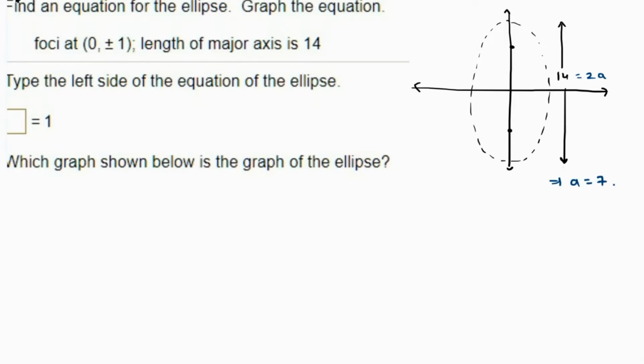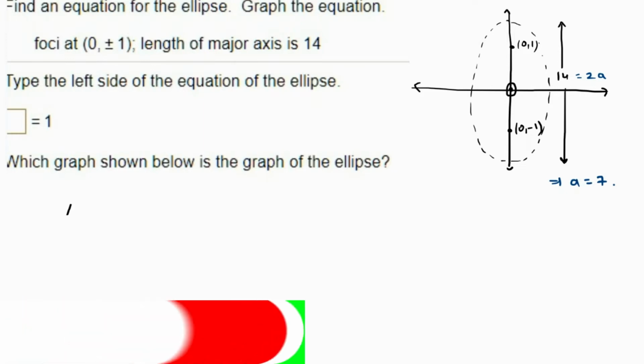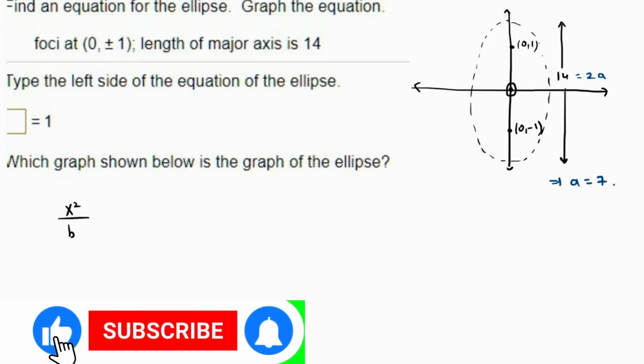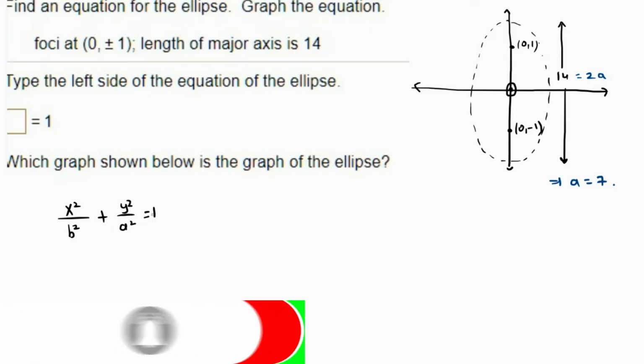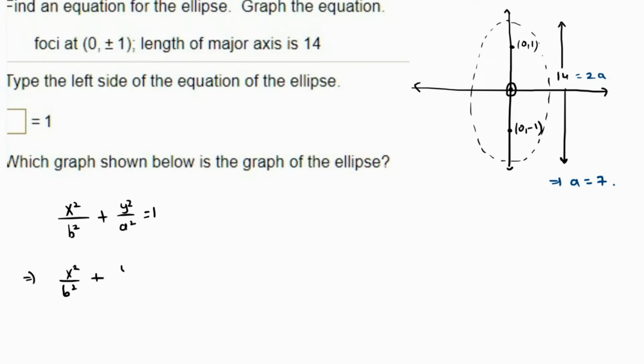So the general equation of the ellipse, and definitely the center is (0, 0), because the center is the midpoint of the foci, and the foci are symmetrically located, so the center will definitely be the origin. The general equation is going to look like x squared over b squared plus y squared over a squared equals 1. Why is a squared below y? Because that's a vertical ellipse. And a is something we already know. So a squared will be 7 squared, which is 49.